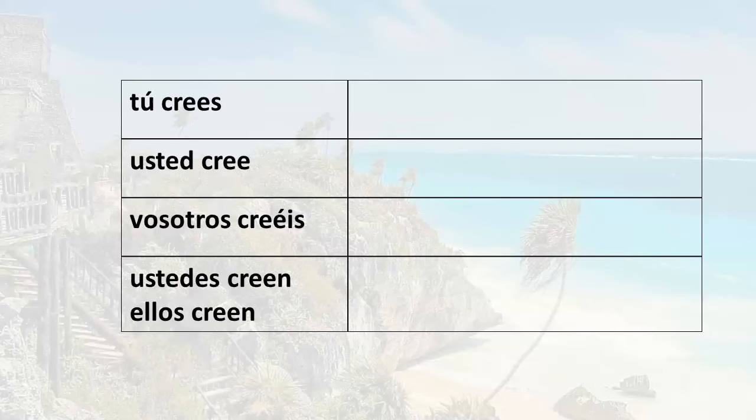And remember, if you want to ask a question, all you have to do is invert the subject pronoun and verb word order. So that means that the crees would come first and then the tú. So tú crees, you believe. If I want to ask the question, do you believe? It would be crees tú, crees tú.